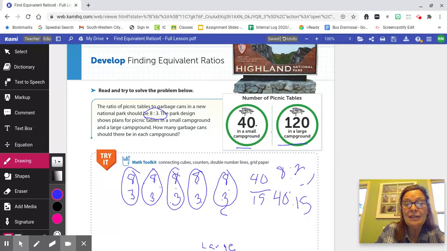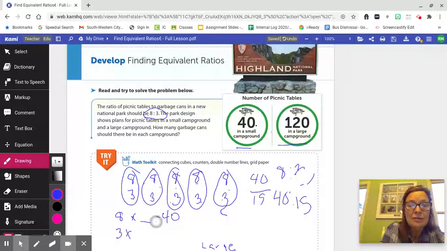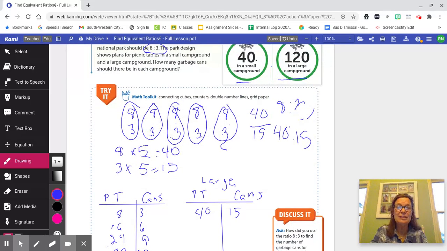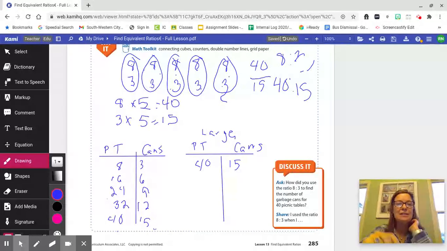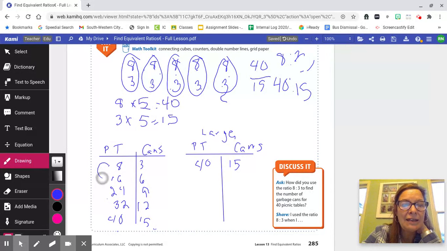Another way you could have done this is I could have thought about, well, 8 times what gives me 40, and then 3 times that same number. So if I knew 8 times 5 is 40, then 3 times 5 is going to be 15. Another way you could have done it is to use a table. And with the table, I just kept counting 8. I added 8 more, got 24, 32, and 40. So each time I was adding 8. And on this side, I was adding 3 each time.